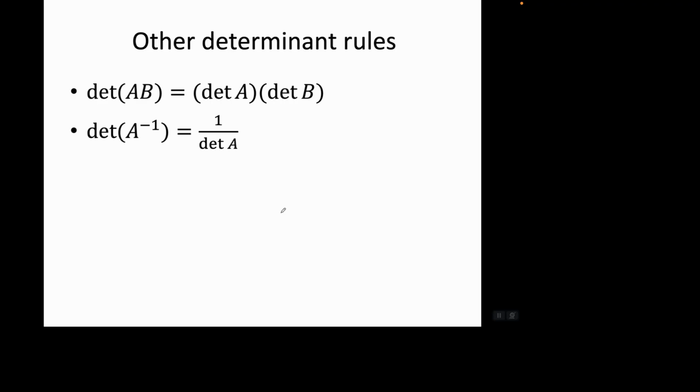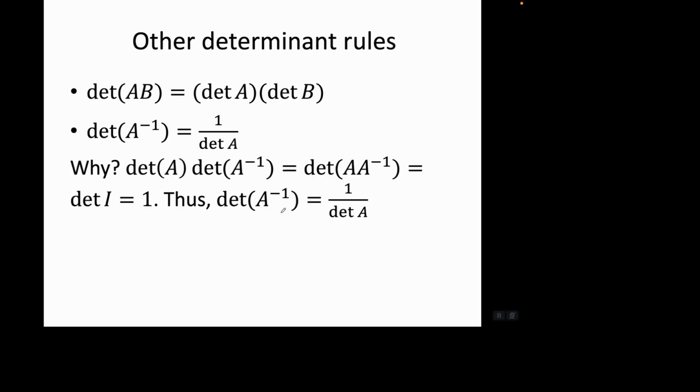The determinant of A inverse is 1 over the determinant of A. Why is that? Okay, the determinant of A times the determinant of A inverse, by the above theorem, is going to be the determinant of A times A inverse, which we know is the determinant of the identity, and that's just going to be 1. Thus, the determinant of A inverse equals 1 over the determinant of A, because this stuff multiplied together is simply 1, and so these two are going to be reciprocals of each other.